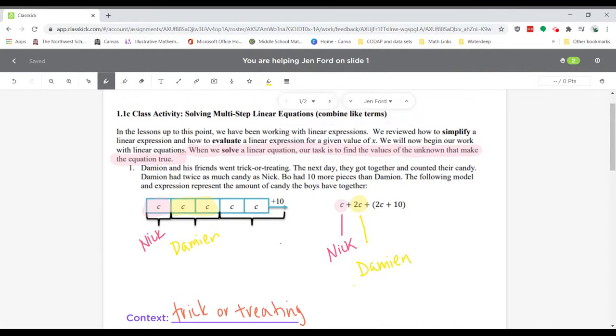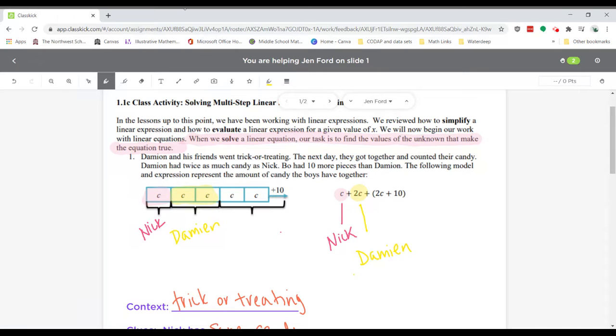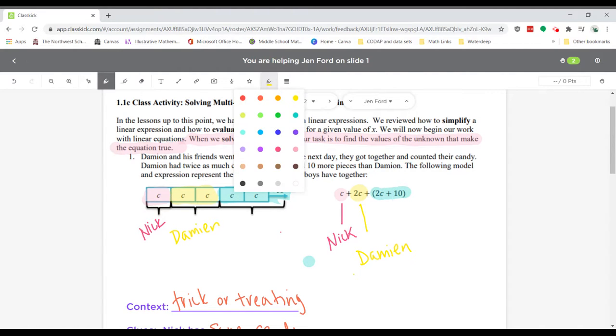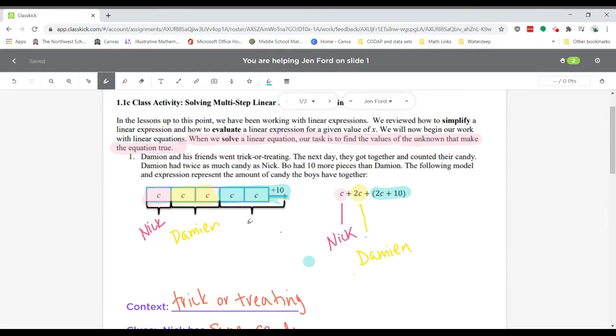All right. And then the last one, let's choose a nice contrasting color. This whole bit is the last person, which was Beau. Okay.